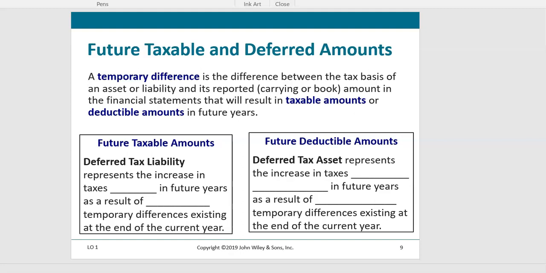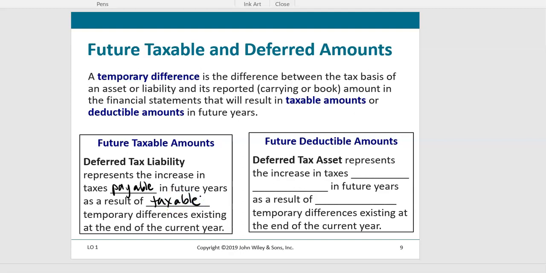Let's fill in these notes here for future taxable amounts. That's the case that we saw in the last example, deferred tax liability. Deferred tax liabilities represent the increase in taxes payable in future years as a result of taxable temporary differences existing at the end of the current year.